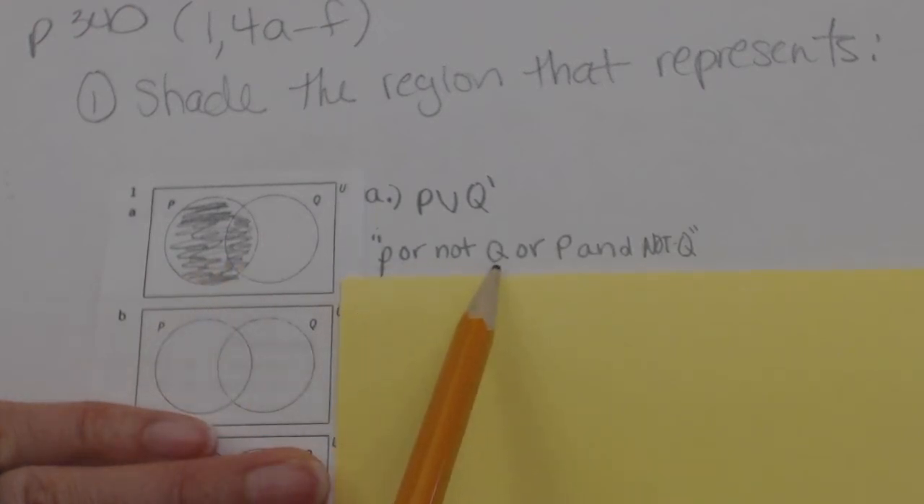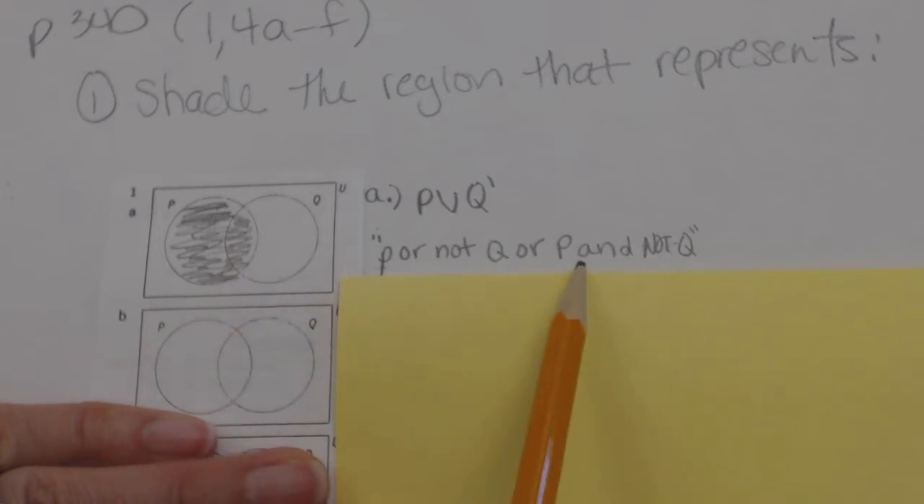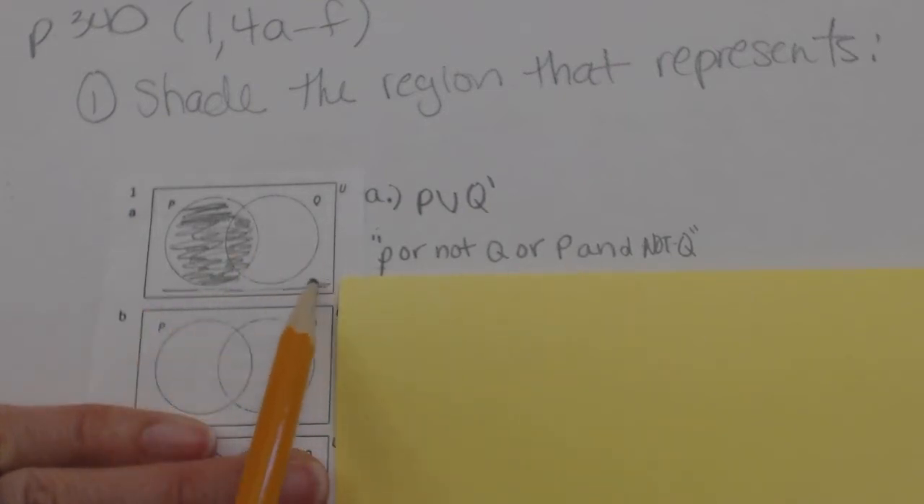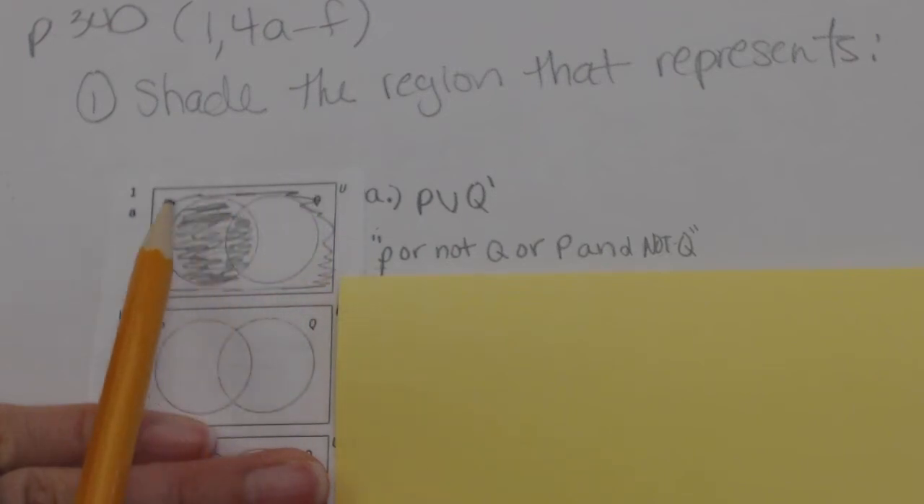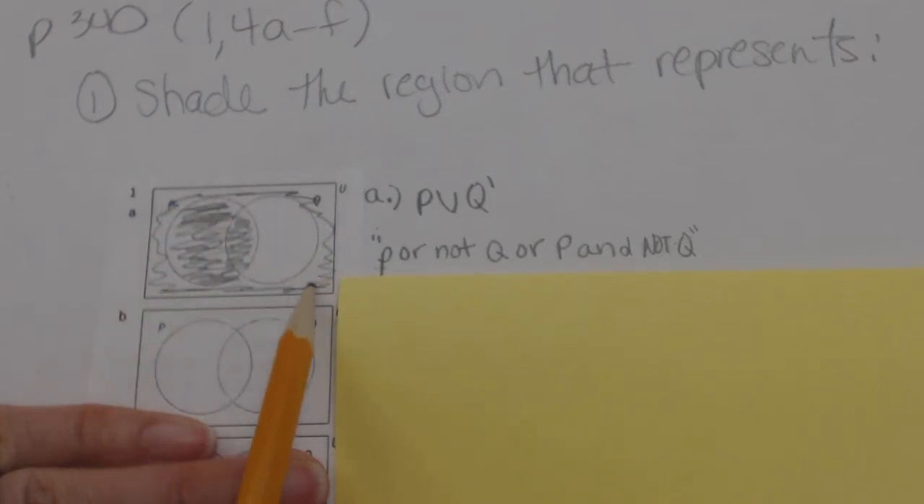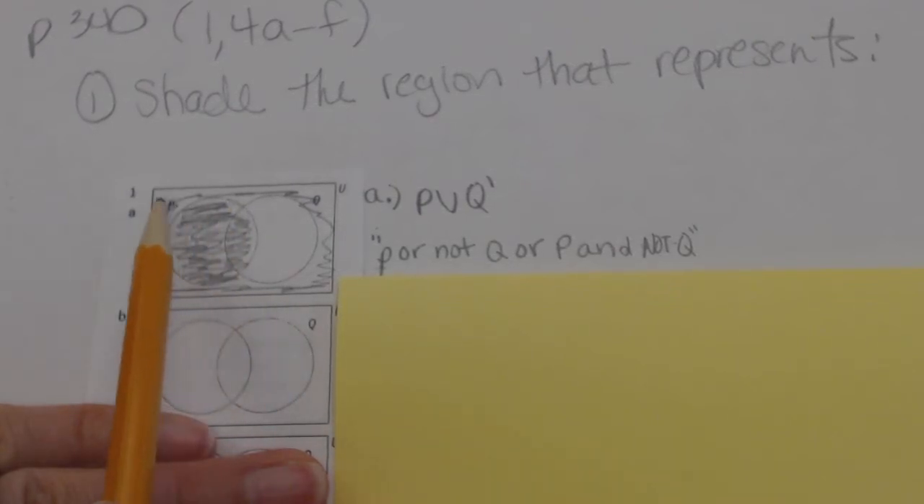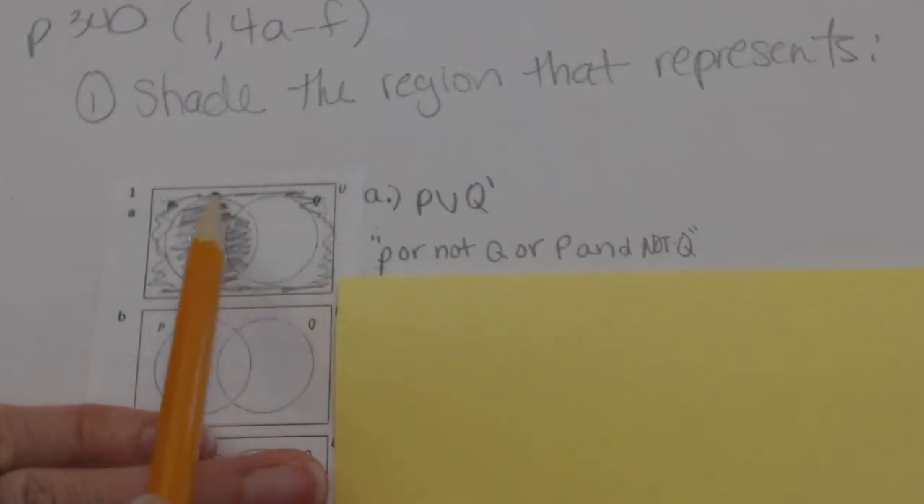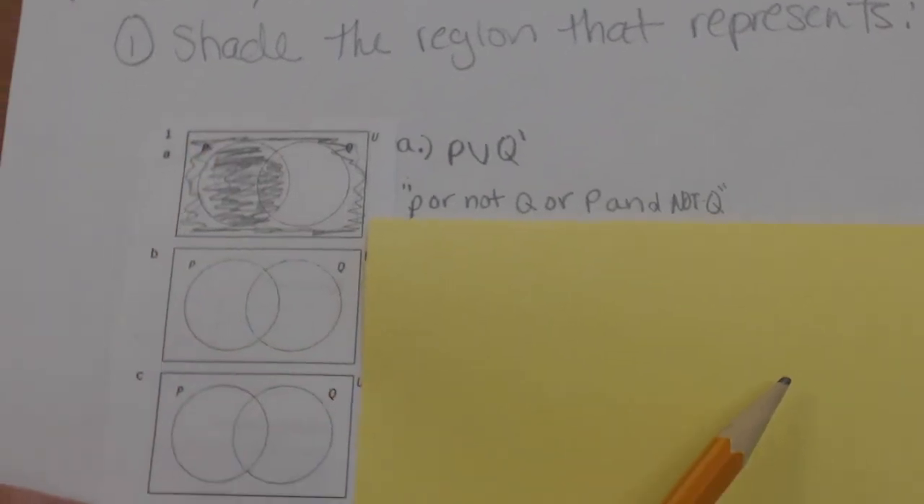Or we can have not Q. So we can't shade in here because this is Q. Or we can have P and not Q. Now I'm going to shade on the outside too because what's the outside? The outside is also not Q. So I have P and not Q or P and not Q. So that's how we shade that one.